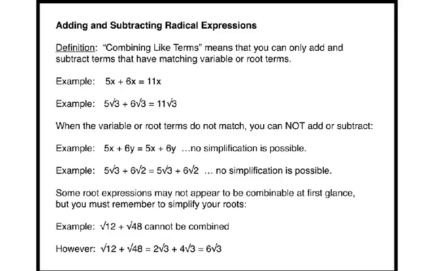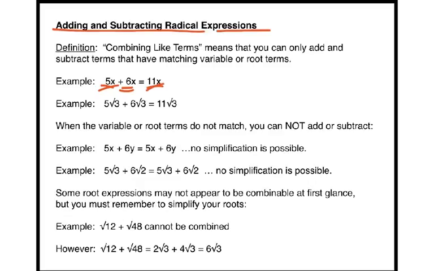This lesson is about adding and subtracting radical expressions. Let's review a definition. Combining like terms means that you can only add and subtract terms that have matching variable or root terms. For instance, 5x plus 6x equals 11x. I like to remind myself that an x is like an apple. 5 apples plus 6 apples equals 11 apples.